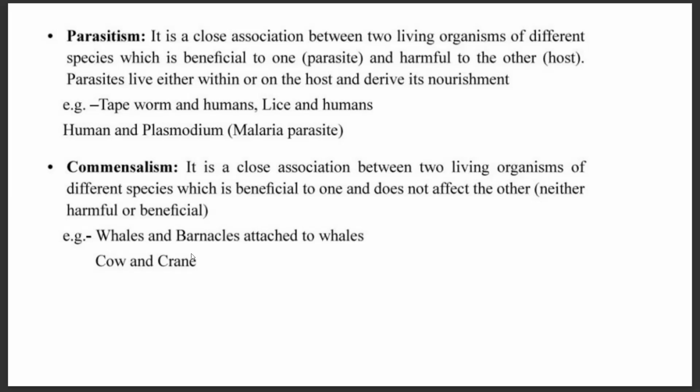Who is the parasite? Here, now, human and plasmodium. In the malaria one, the parasite is plasmodium. Then in dengue, here the mosquito acts as the vector.